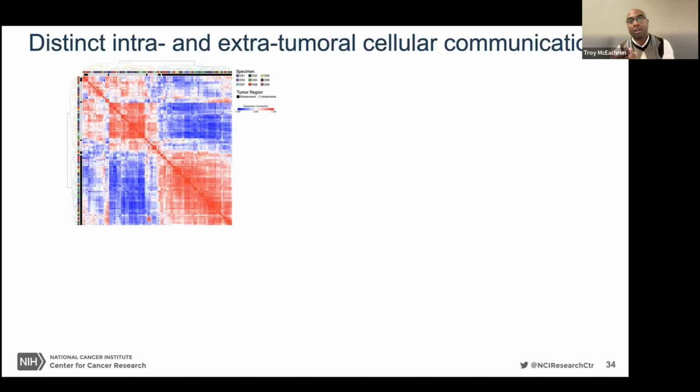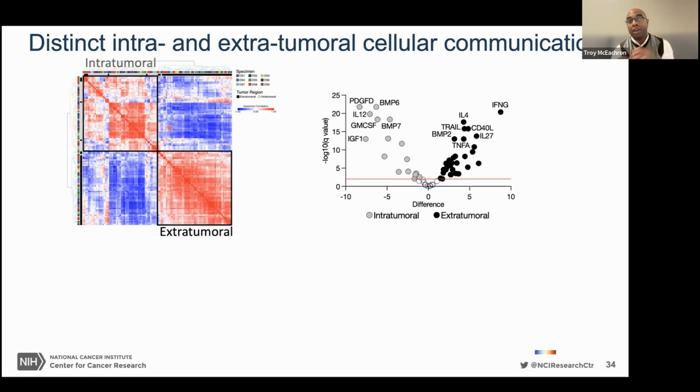So then we want to dig in a little bit further and ask questions about cell-cell communication in different regions of the tumor. And essentially what we have here is a heat map where we've aggregated all of our specimens together, the different spatial clusters associated with those specimens, and asked a very simple question: how related or different are the intratumoral versus extratumoral signaling pathways? And we can see that they're very, very different, right? So the intratumoral signaling is over here, extratumoral signaling is over here. What that says is that there's different communication mechanisms utilized within the tumor and outside the tumor.